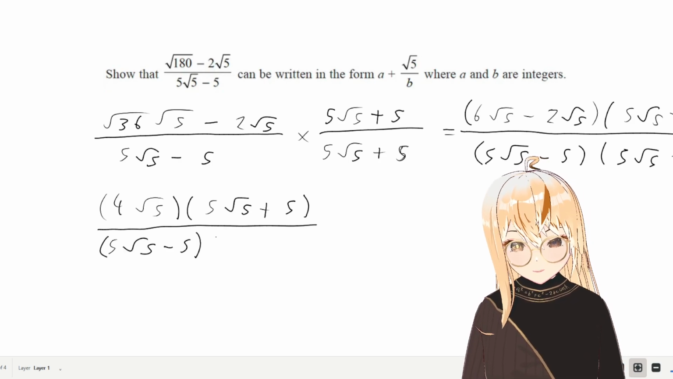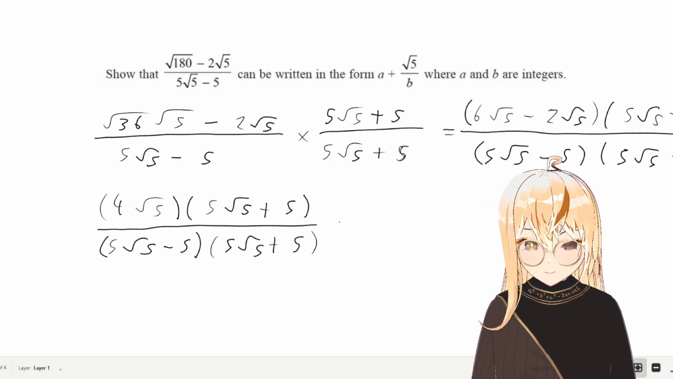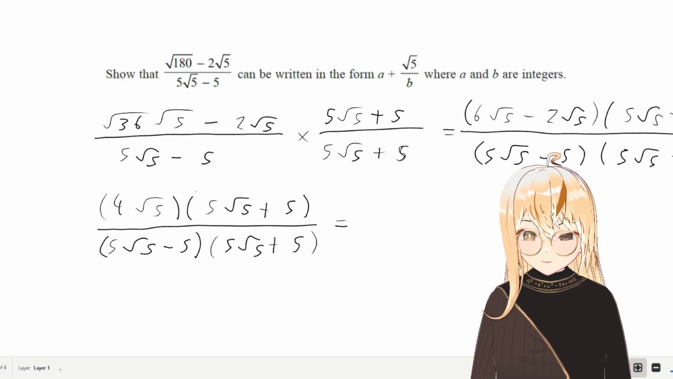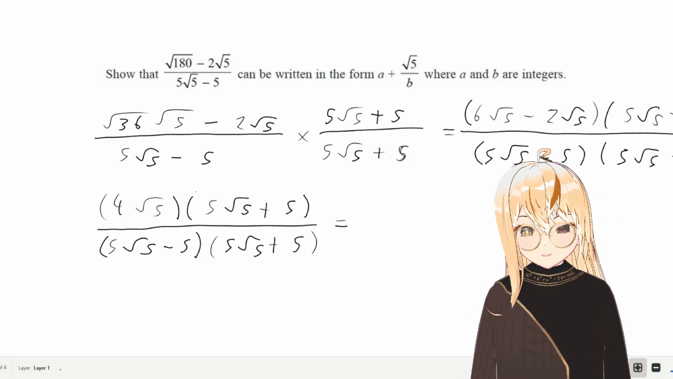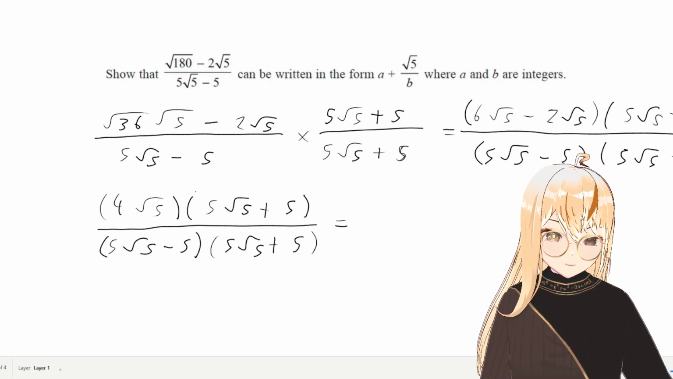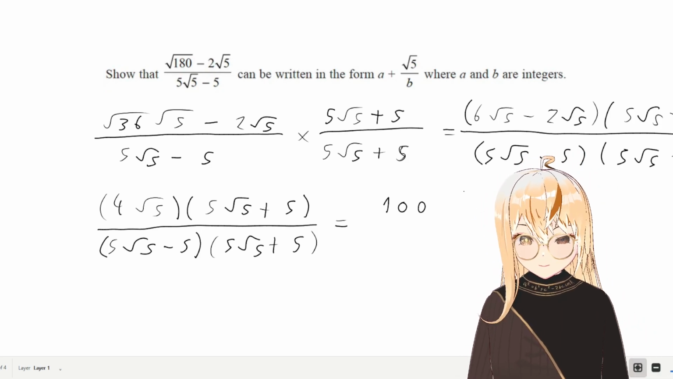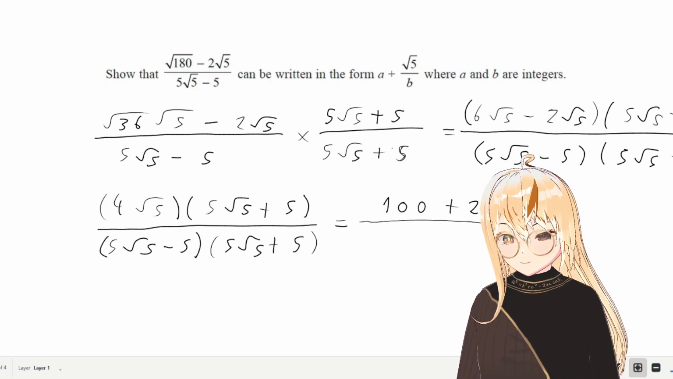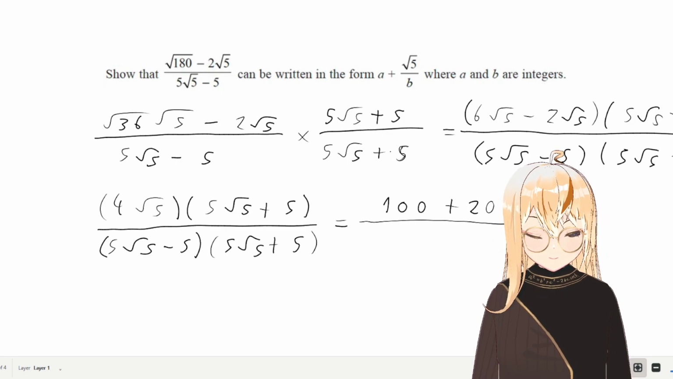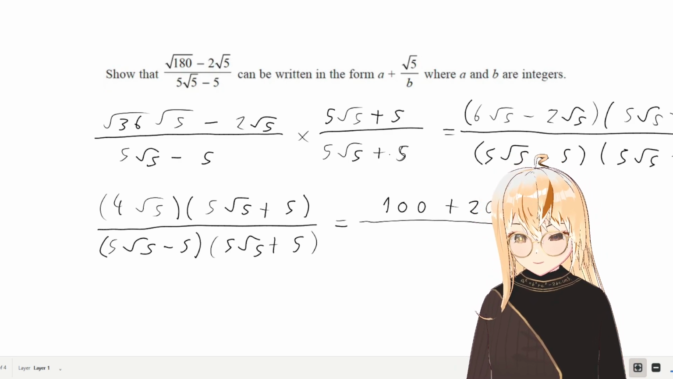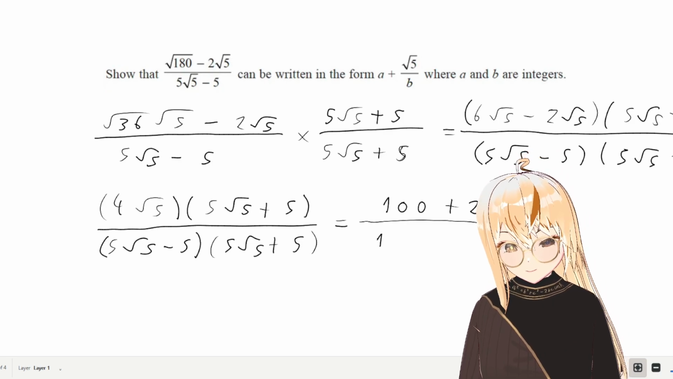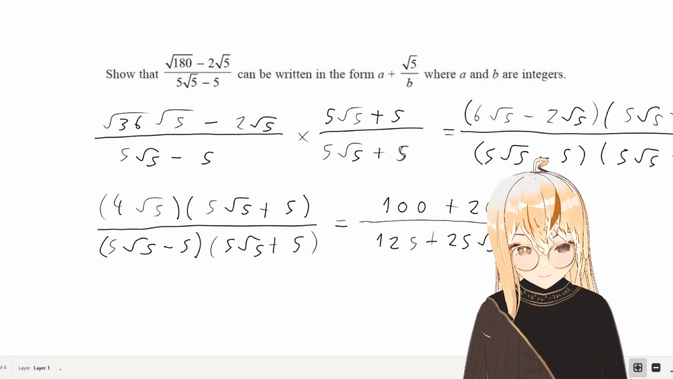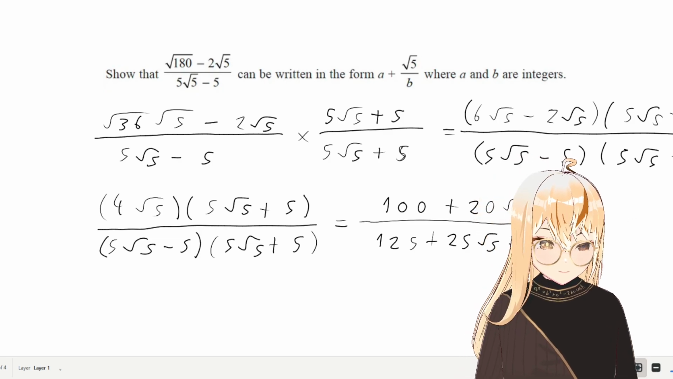Yeah, there's a lot of writing when you do these questions. Finally, we actually get to do something. So 4 times 5 is equal to 20, and root 5 times root 5 is equal to 5. So we've got 20 times 5, so 100. And then 4 root 5 times 5, which is 20 root 5. So 5 root 5 times 5 root 5 is 5 times 5 times 5, so 125. Then you just cancel out these things, and then minus 5 times 5 is minus 25.